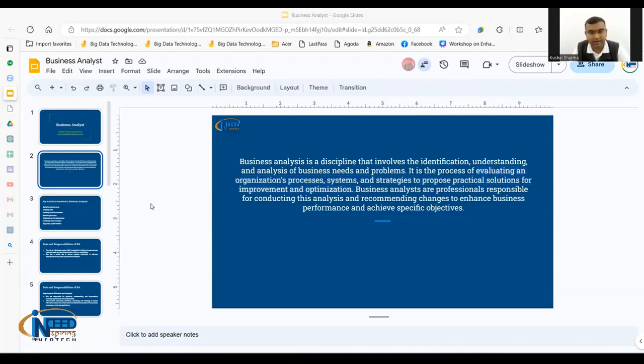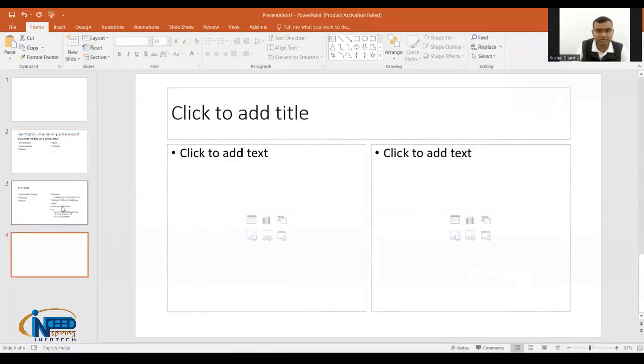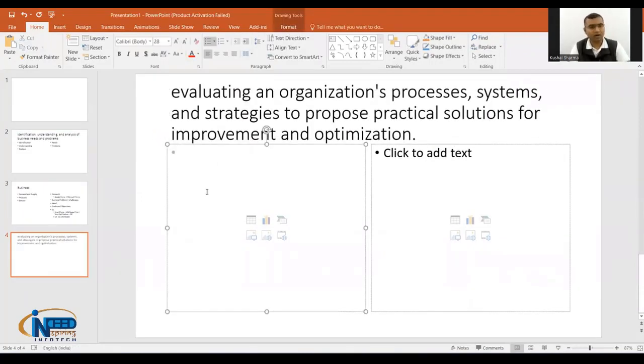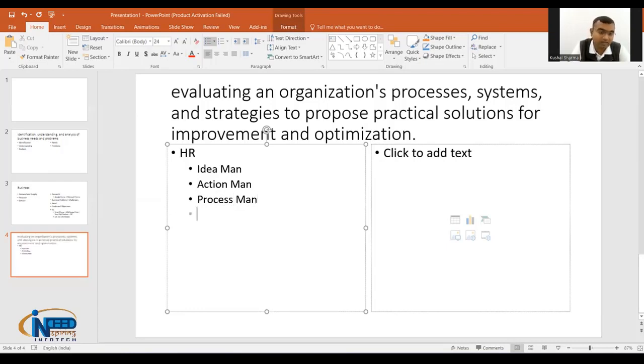So this is another important part. Normally, if you see the kind of human resources we have in any organization, some are idea man, some are action man, some are process man. Then you will also see some who are people man. Let's have a bit of understanding about it. So idea man: if you have a problem, you should sit with an idea man.